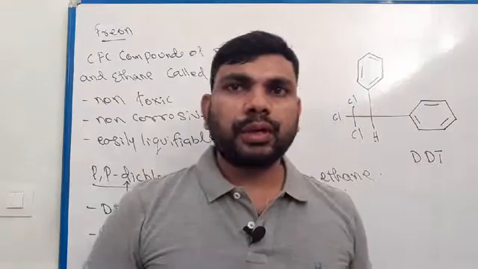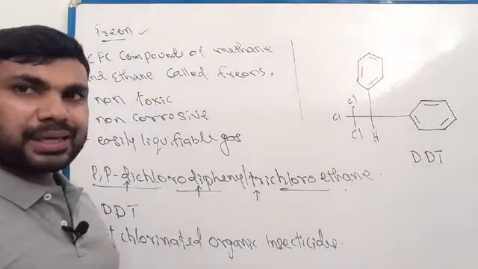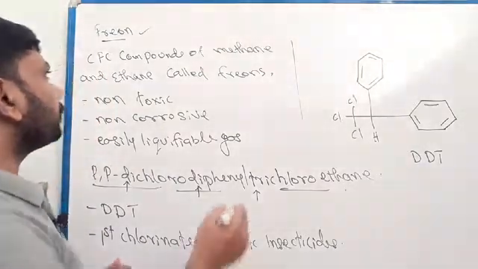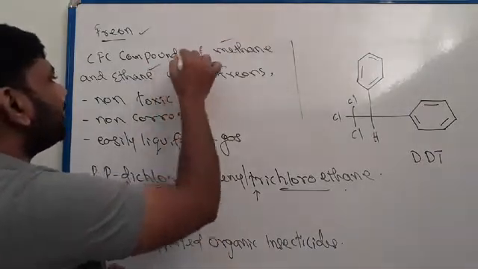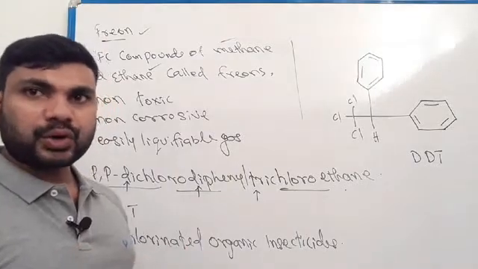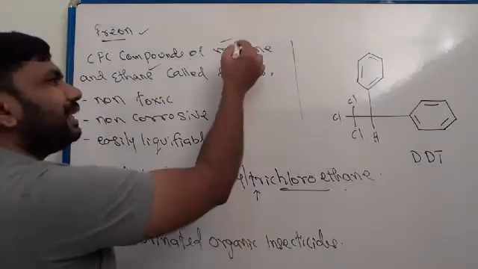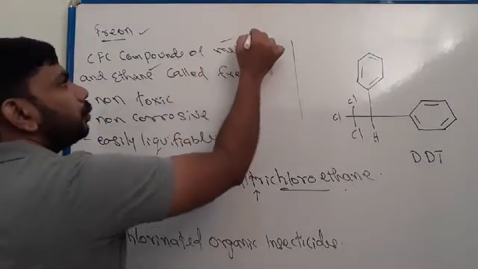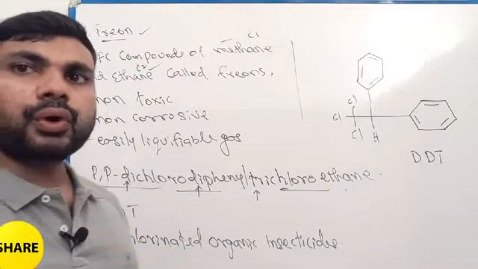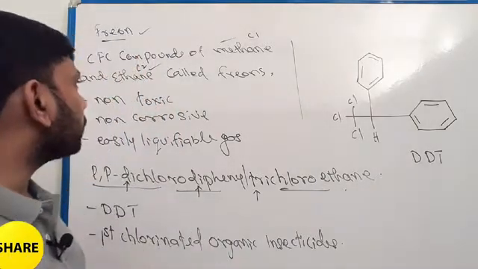Next we have to understand freons. Freons are the CFCs of methane and ethane, chlorofluorocarbons. Methane means one carbon atom, ethane means two carbon atoms. Chlorofluorocarbons which contain one or two carbons are called freons.